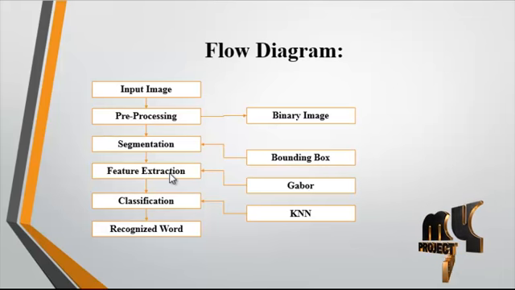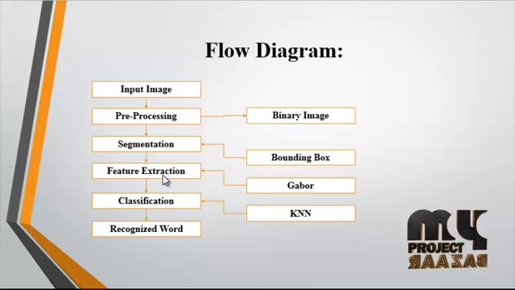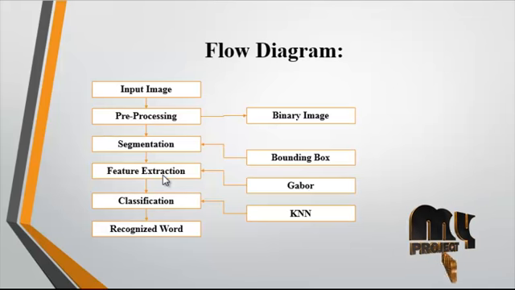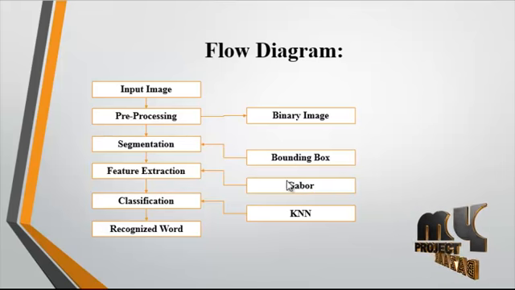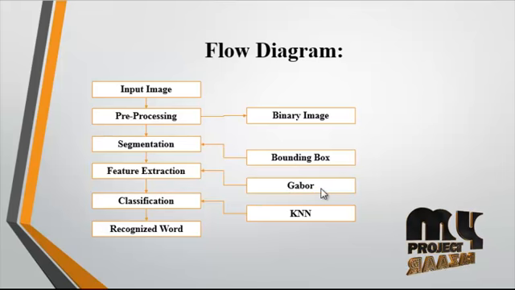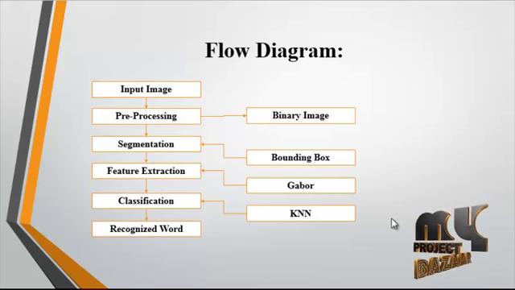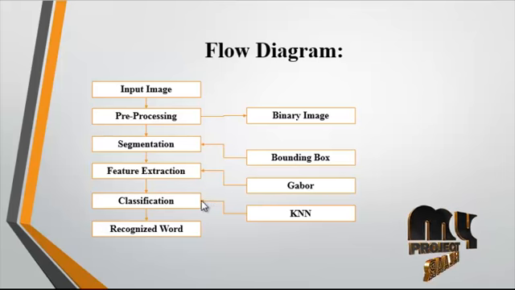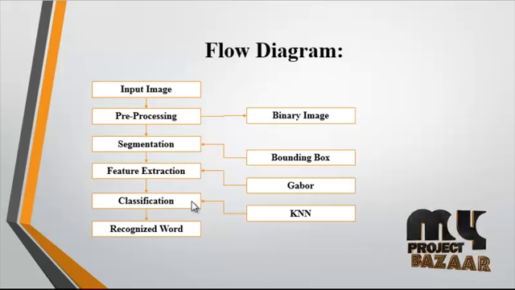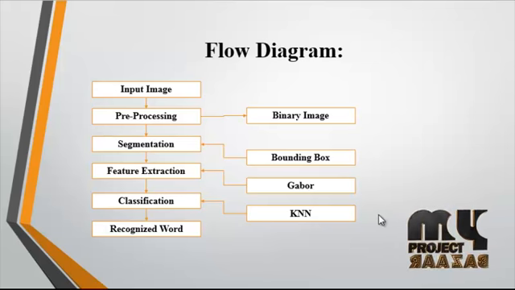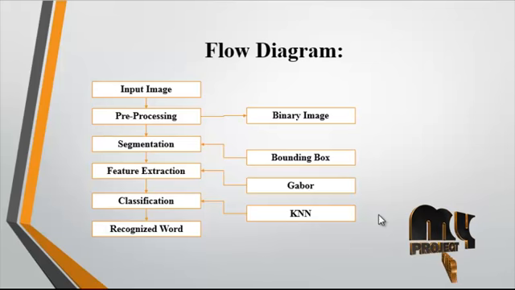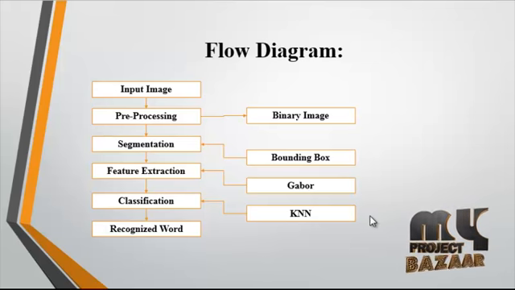Then we use the feature extraction method for the segmented image. The feature extraction is carried out using the Gabor feature extraction method. In the Gabor feature extraction method, we get several values from the feature extraction. After extracting the features from the image, we classify the image using the KNN classifier. KNN is abbreviated as K nearest neighbor.